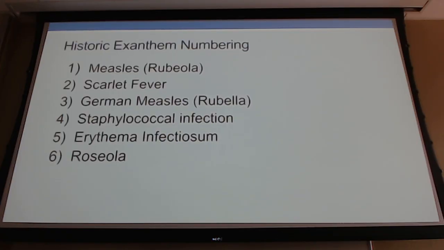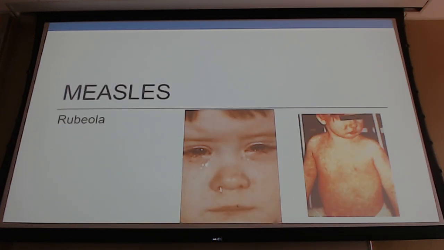I also will not use rubeola and German measles. So I will go with measles and rubella. So that's how you will get tested. Caveat, I have seen board questions and prep questions use rubeola. So I'm not going to test you with that, but that would be the one I would know, that measles and rubeola are the same. So we'll talk through these.